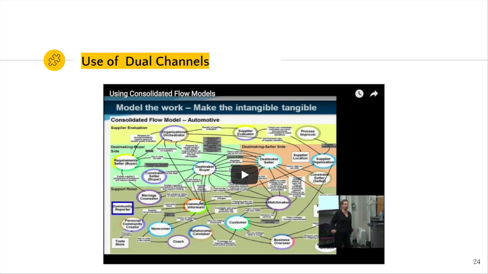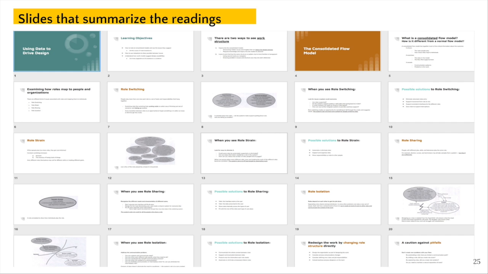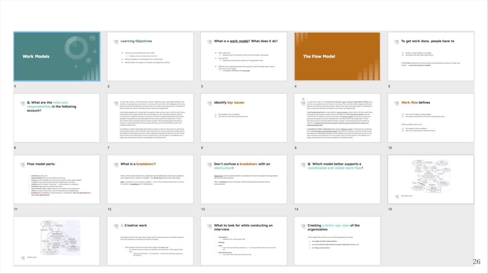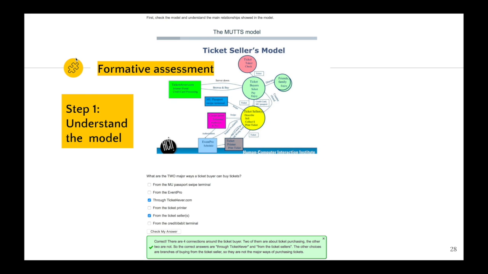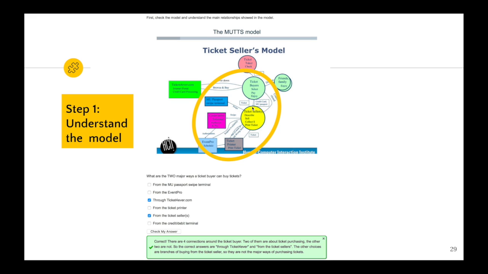Things like this, the video, the slides. We made it because students just don't have time to go through all the readings, they're too long. And the formative assessment, we broke the one original question into 17 intermediate small sections. Generally, it includes three steps among them. The first one is to understand the model, to find the major structure in a bunch of graphics. Like here, there are two major connections of the ticket buyer.